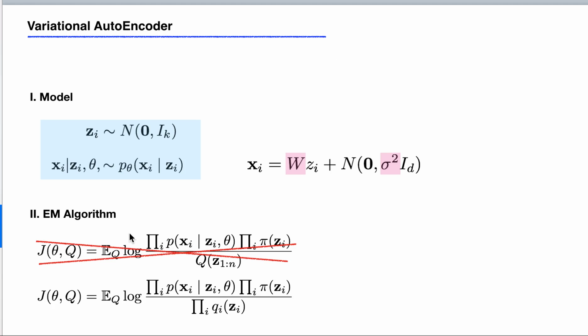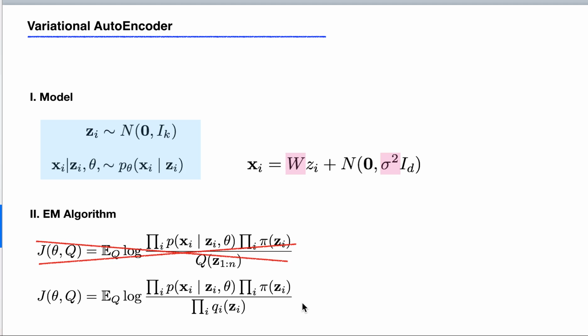First, I want to propose that instead of looking for any Q, I'm going to focus only on factorized Q. So the Q distribution over those n latent variables, we only look at the factorized version. Now you may ask, it seems like there's no change, because we already know the optimal choice is going to take this factorized form.